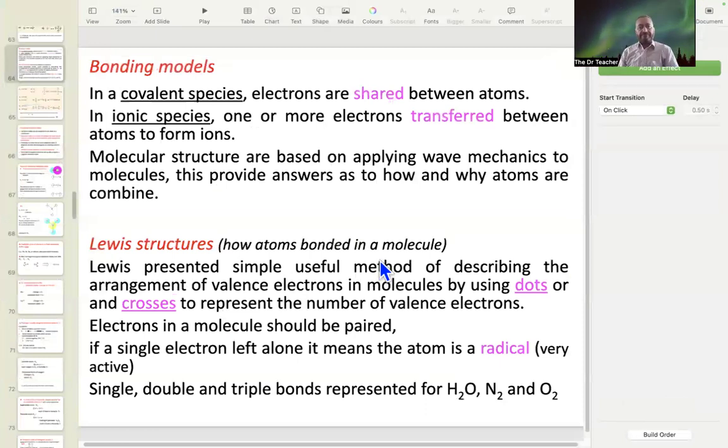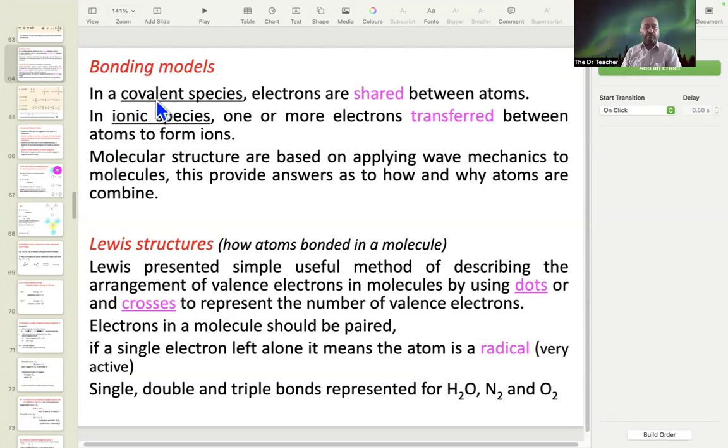Bonding models. In a covalent species, the atoms share their electrons. Electrons are shared between atoms. In ionic species, one or more electrons are transferred between atoms to form ions. So we have two types of bonding models, the covalent and the ionic.